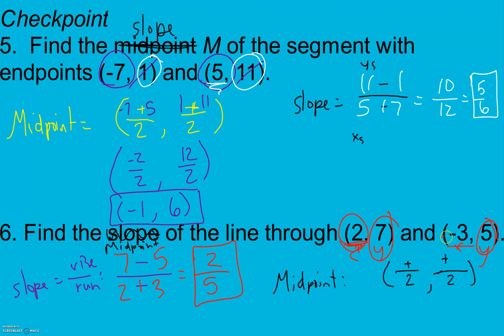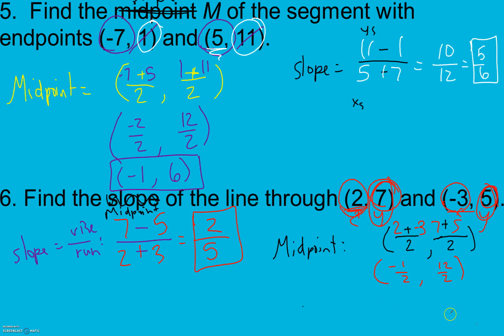X's are here, 2 and negative 3. Y's, 7 and 5. 2 plus negative 3 is negative 1 over 2. And 7 plus 5 is 12 over 2. Reduce if you can. Negative half doesn't reduce, but 12 over 2 reduces to 6. And here is my midpoint. So negative 1/2, 6 is the point that's in the middle of those two.